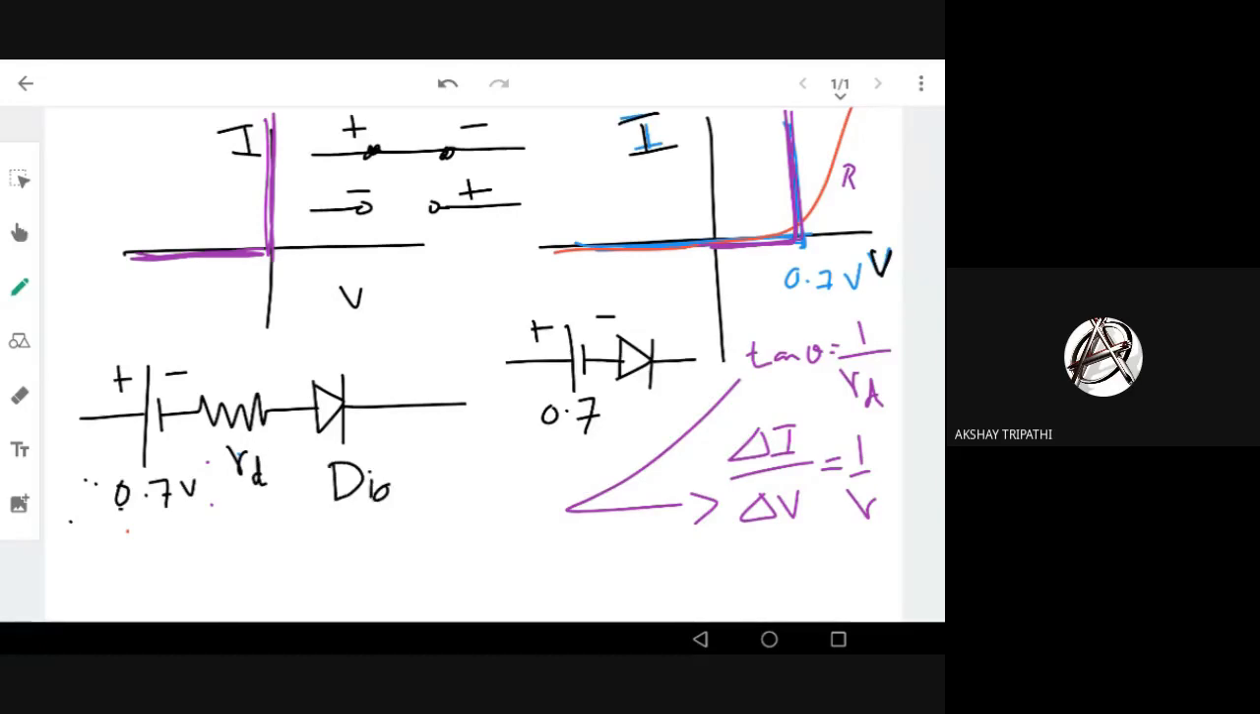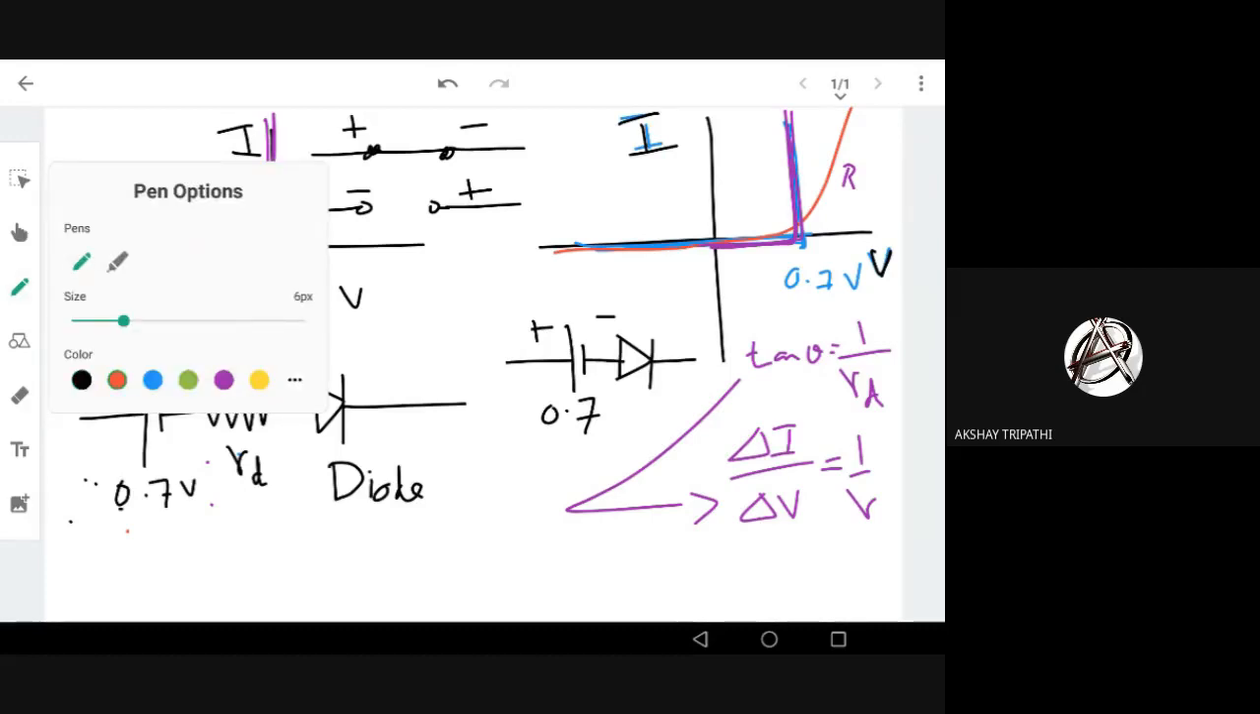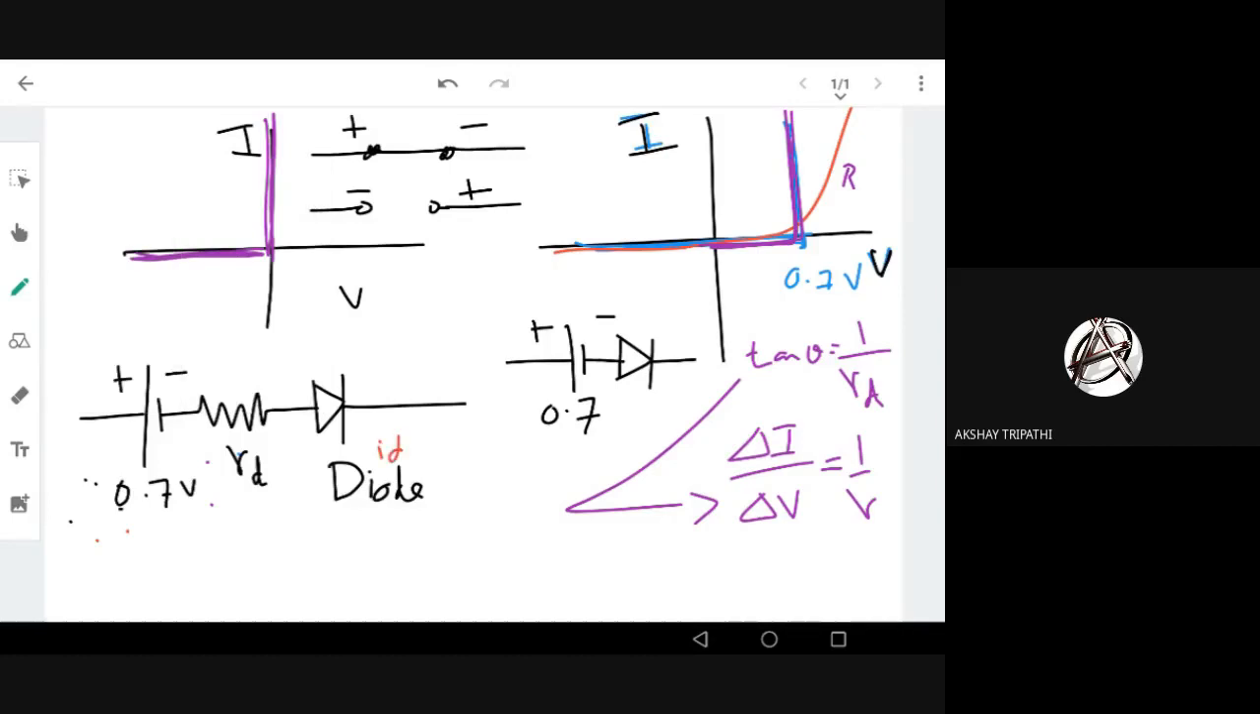Now, what is the diode doing in this equivalent circuit? The diode is important because it gives the ideal characteristics. This is the ideal diode. Without the ideal diode, I cannot represent the reverse bias condition. This diode is off when I'm giving a reverse bias, and that can be represented only using this ideal diode. So I need a voltage source, a resistance, and an ideal diode to model it.